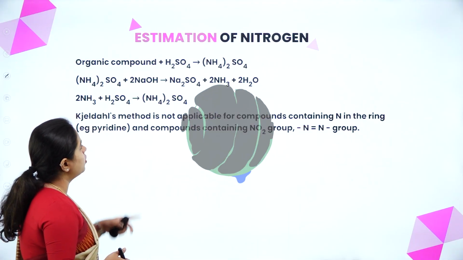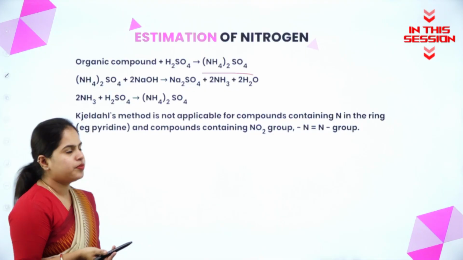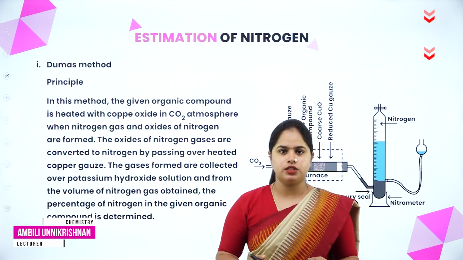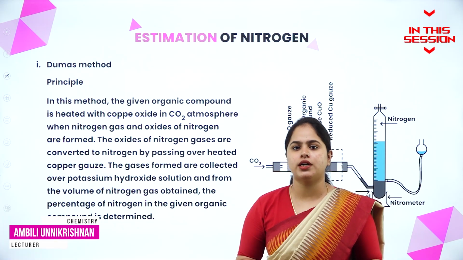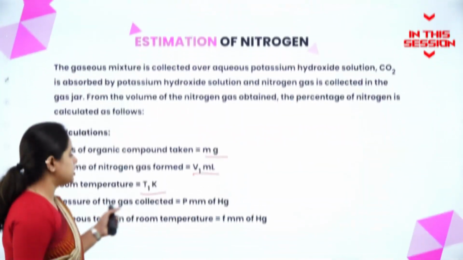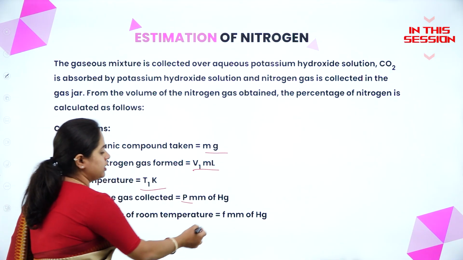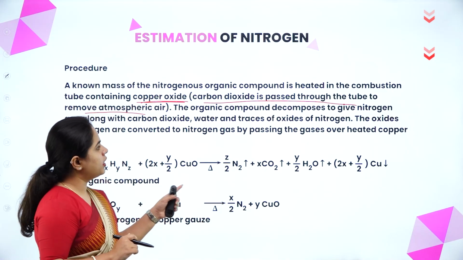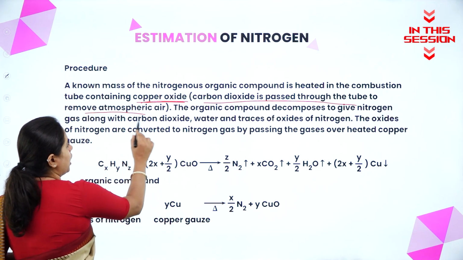The organic compound reacts with sulfuric acid and first what did it form? Ammonium sulfate. Quantitative analysis of nitrogen can be done with two methods. One is Dumas method and the next one is Kjeldahl's method. Pressure of the gas is considered as P and the aqueous tension is considered as F. The organic compound decomposes to give nitrogen gas along with carbon dioxide.